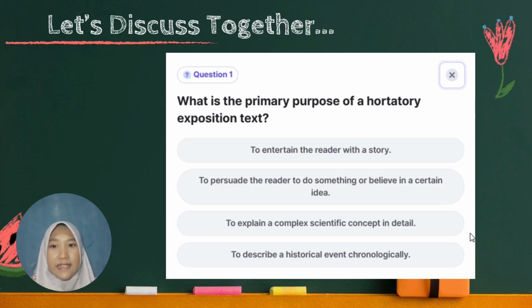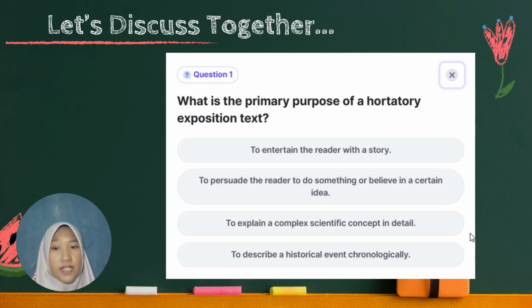Okay guys, the time is up. Let's discuss together the questions in the pretest. Look at question number 1. What is the primary purpose of a hortatory exposition text? Anyone know? Yes, correct, Nindy. The correct answer is the second option. Why is that?